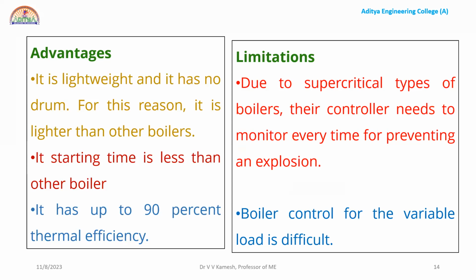And the limitations. Even though we have so many advantages, we still have some difficulties. Due to the supercritical type of the boiler, the controller needs to monitor it all the time to prevent explosion. You remember the pressure is a minimum of nearly 210 bar, very high pressure. If there is any difficulty in the maintenance, there will definitely be a possibility of explosion. And boiler control for a variable load is difficult. Based on the energy requirement, you may increase or decrease the boiler working capacity, but it is difficult in the Benson boiler.